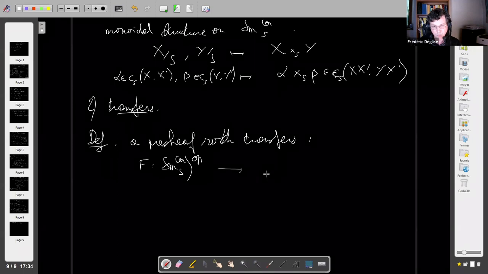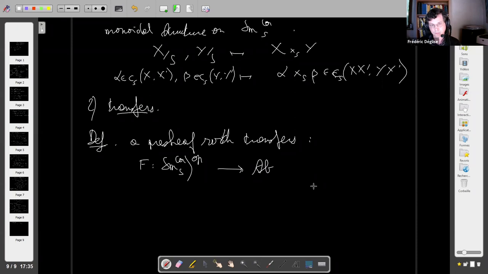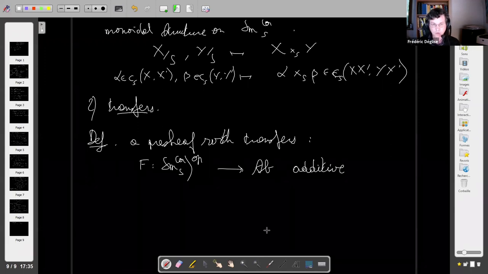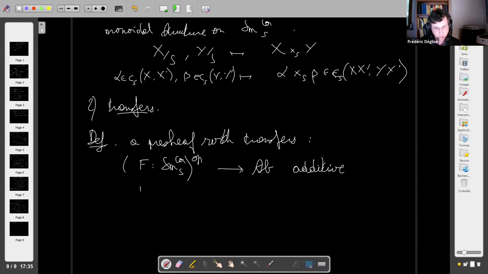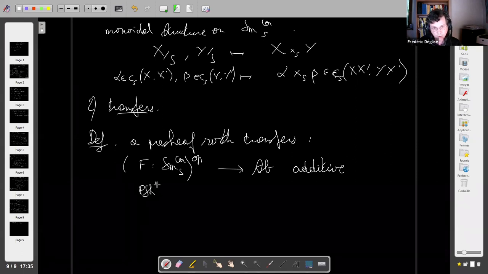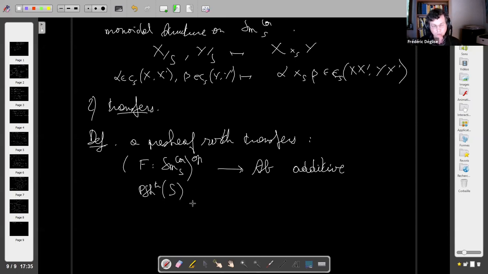So I put up a contravariant functor to the category of abelian groups, and we add the property that it's additive with respect to the additive structure on SmCor S. Okay, so it's just the standard way to enlarge a category. And with a notion of natural transformation, this becomes a category.